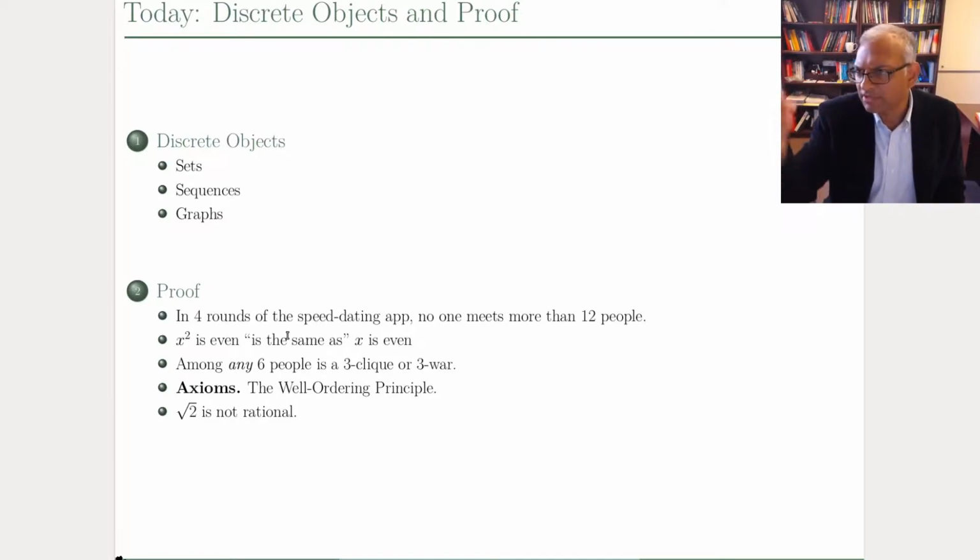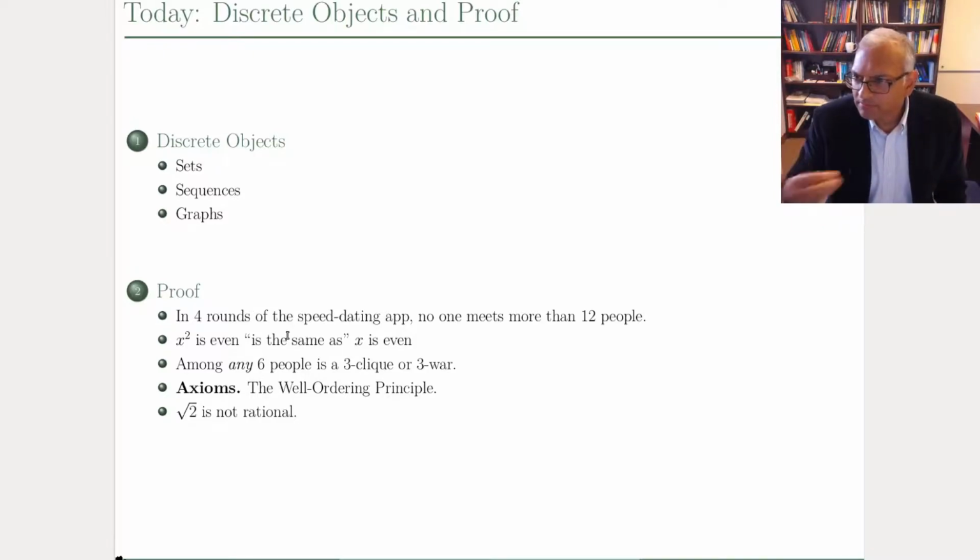We'll prove something about that speed dating game or that speed dating club that we talked about. We'll prove something about when a number is even. Remember I showed you that social network with 6 friends, and some are friends with other people and not friends with other people. So we'll show that no matter how you construct such a six friend network, there's going to be a little bit of structure in this 6 friend network. Either 3 will be mutual friends or 3 will be mutual enemies. Okay.